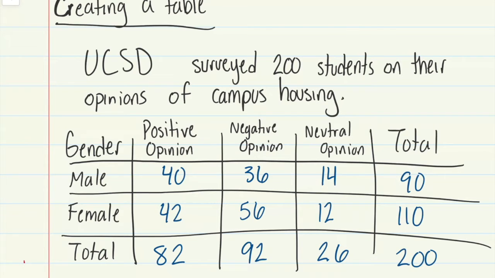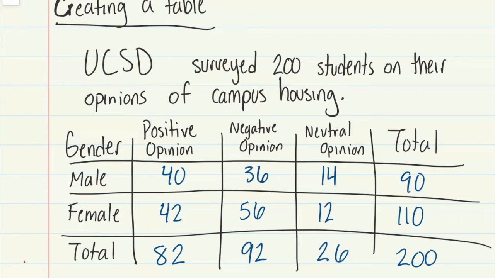So we got ourselves an interesting data collected from UCSD. They surveyed 200 students on their opinions of campus housing. For universities, it's very important to understand the students' feel of their campus, because if it's not safe for a certain gender or for overall students, then they gotta fix that. Otherwise, they run the risk of losing that demand of wanting to stay on campus, right?